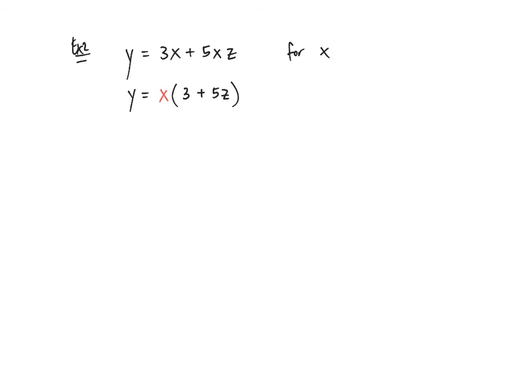So now it's just a matter of getting rid of the (3 plus 5z) factor, and we do that by dividing it on both sides. So our final answer is, once these cross out, x is by itself now, and it's equal to y divided by (3 plus 5z).